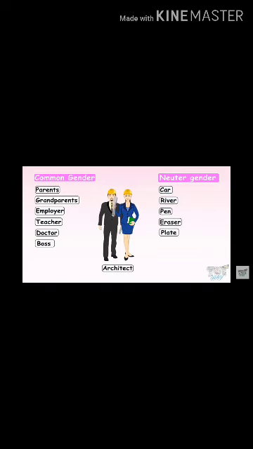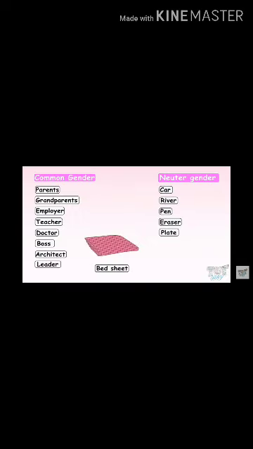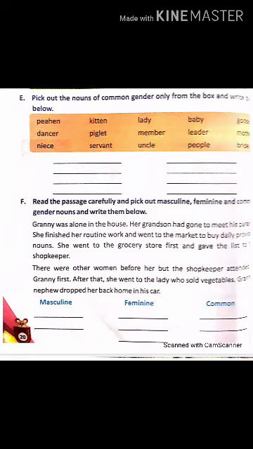Then pen, eraser. Eraser will go to which side, left or right? That will be right, that is neuter gender. And this one, plate. Plate is a non-living thing, so it will go to neuter gender, to the right side. Now architect. Architect can be both male or female, so architect is a common gender. I hope you have understood, and now you can segregate the nouns.